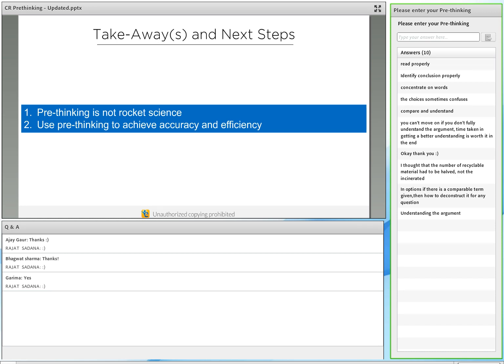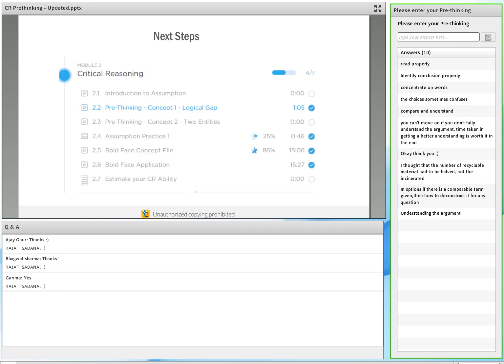Okay, so how do you become a CR champ? The first thing you've got to really believe in is that pre-thinking is very doable. It's not rocket science. Contrary to what you're going to hear anywhere, pre-thinking is fairly simple if you follow the process. If you use pre-thinking, you can achieve accuracy. You can do this efficiently.